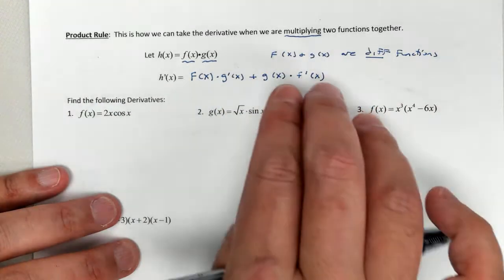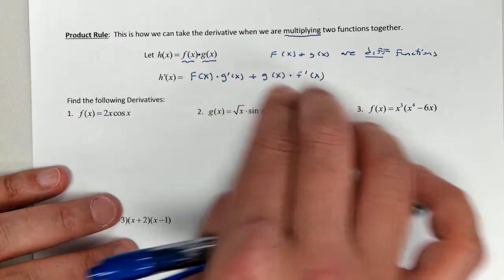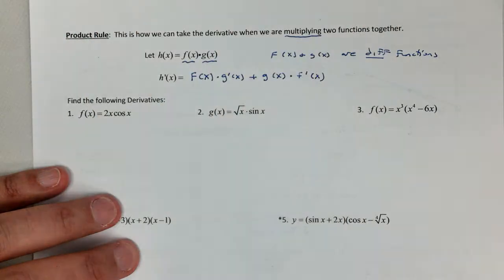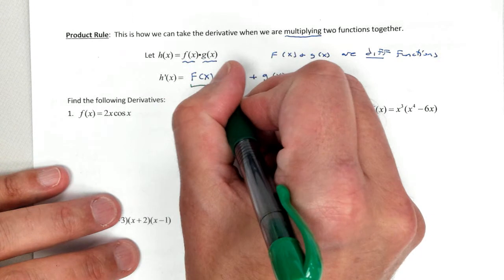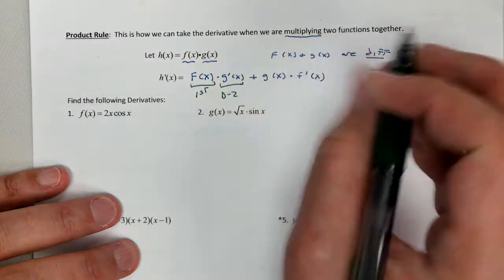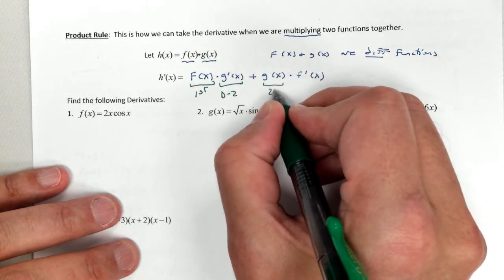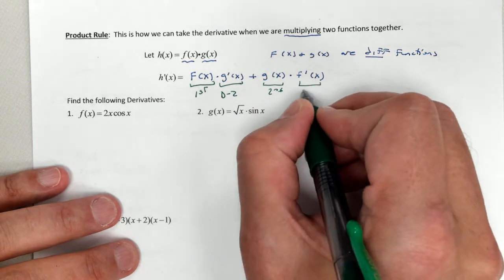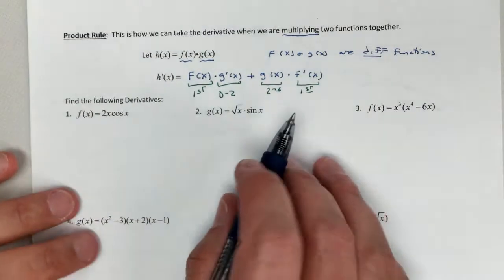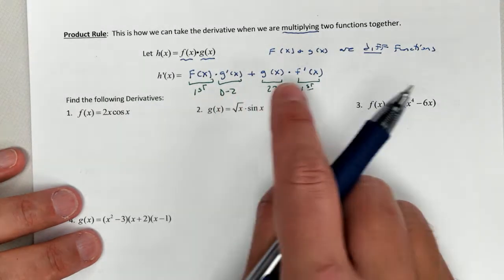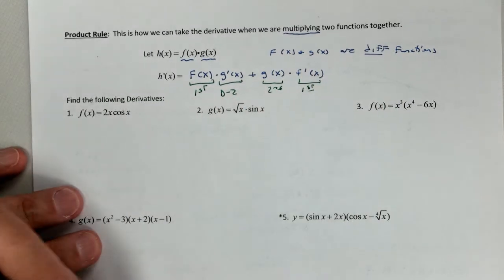And that's it. Some books and some teachers, even tutors, will switch those around, but just leave it like that. It makes it really easy. So it's going to be the first times the derivative of the second plus the second times the derivative of the first. So all we have to determine is which function's our first one and which one's our second one. And it's pretty easy to do.